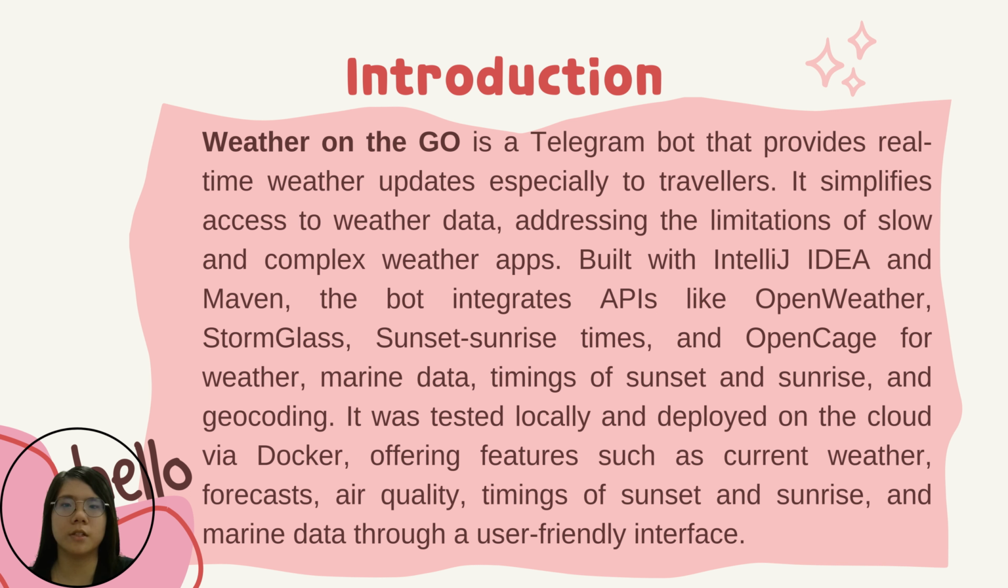Introduction. Weather on the Go is a Telegram bot that provides real-time weather updates, especially to travelers. It simplifies access to weather data, addressing the limitation of slow and complex weather apps. It is built with IntelliJ IDEA and Maven. The bot integrates APIs like OpenWeather, Stormglass, Sunset Sunrise Times, and OpenCage for weather, marine data, timing of sunset and sunrise, and geocoding. It was tested locally and deployed on the cloud via Docker, offering features such as current weather, forecast, air quality, timing of sunset and sunrise, and marine data through a user-friendly interface.